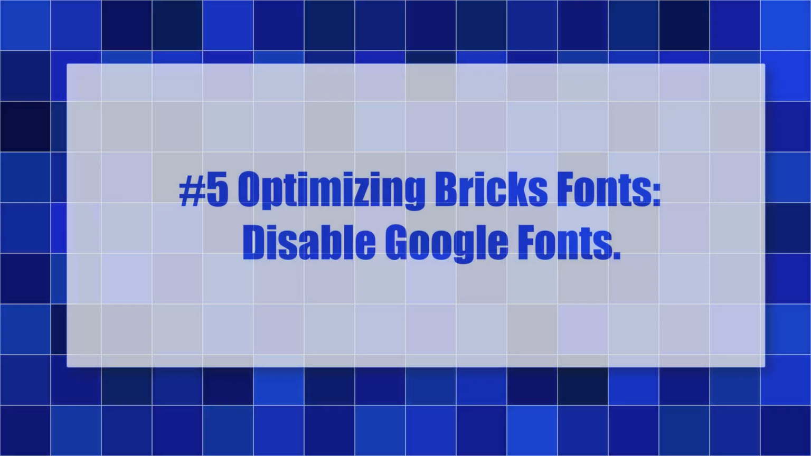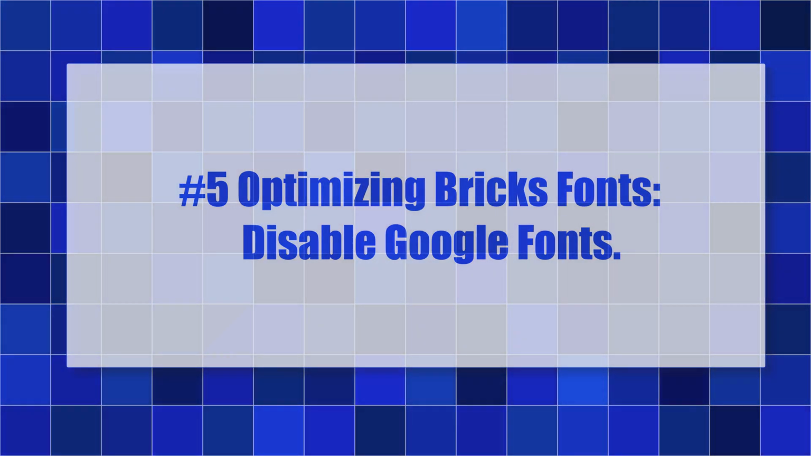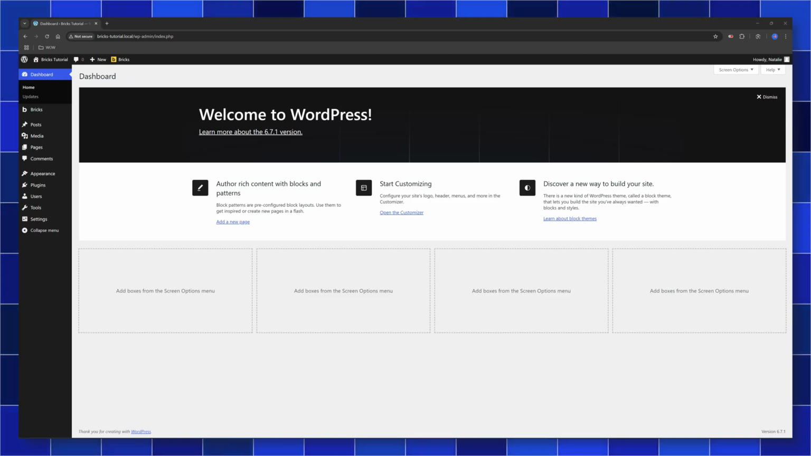Number 5, optimizing Bricks fonts. Disable Google Fonts for speed and privacy. Bricks already comes packed with the best fonts, but did you know you can make your site even faster by disabling Google Fonts?